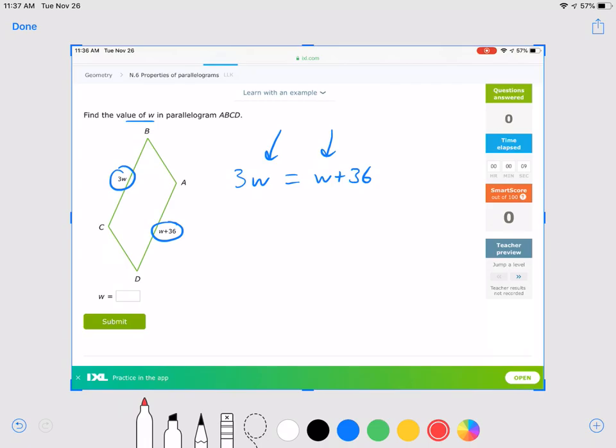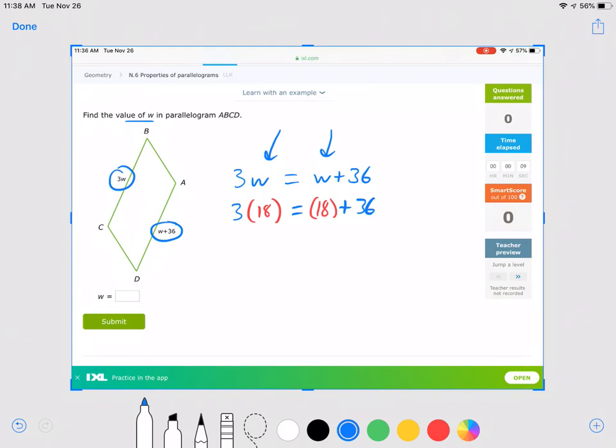So if you didn't know how to do the algebra, you would try to find numbers that work. So if you plugged in 18 here, whoops. Now, I'm not advocating this. I will show how to do it with algebra. I'm just reminding you of what it is that we're trying to do here. So 18 times 3, I think, is 54. So this is 54, and 18 plus 36 is 54. So 18 works, so the answer would be 18.